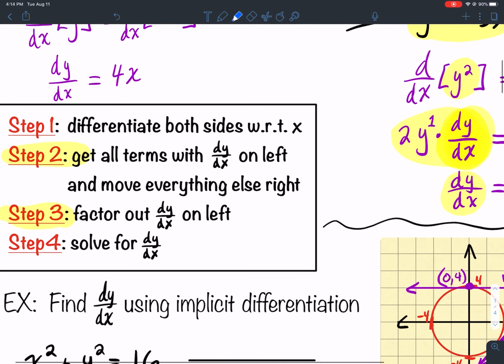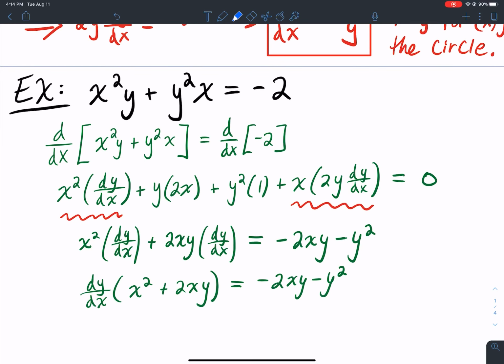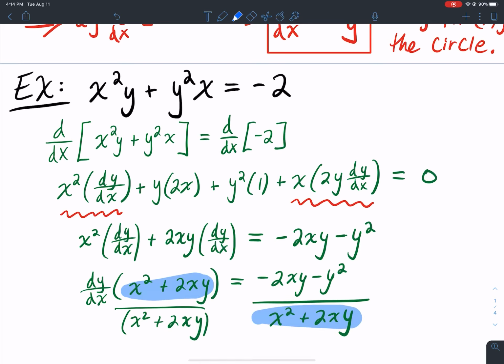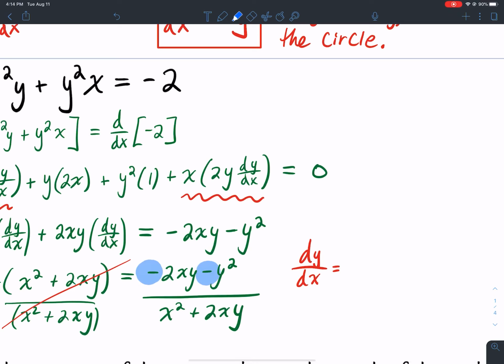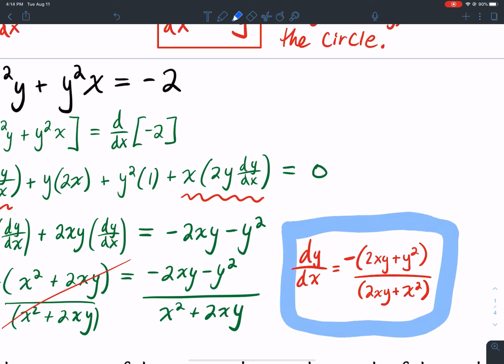The last step, once I factor it out, I solve for dy/dx. See how easy it is when you follow the steps here? Follow your steps, people. Now, how do I get this by itself? It's multiplication, so the inverse operation for multiplication is division. So what am I going to divide? I'm going to divide both sides by this factor here. So I divide both sides by that factor, and so those terms cancel. So what do I have? I have dy/dx equals, I've got a negative and a negative here, so I'm going to factor that out. And when I factor that out, I get this answer right here.